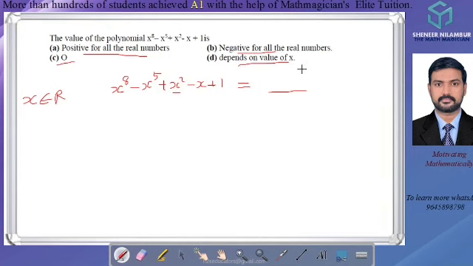Surely we can say that here x raised to 8. On the real numbers there will be 0, negative numbers and positive numbers. Suppose we are giving a positive number here, then x raised to 8 is a bigger number as compared to x raised to 5. For example, if 2 is given, 2 raised to 8 will be greater than 2 raised to 5. So when we subtract this, it will be a positive number.